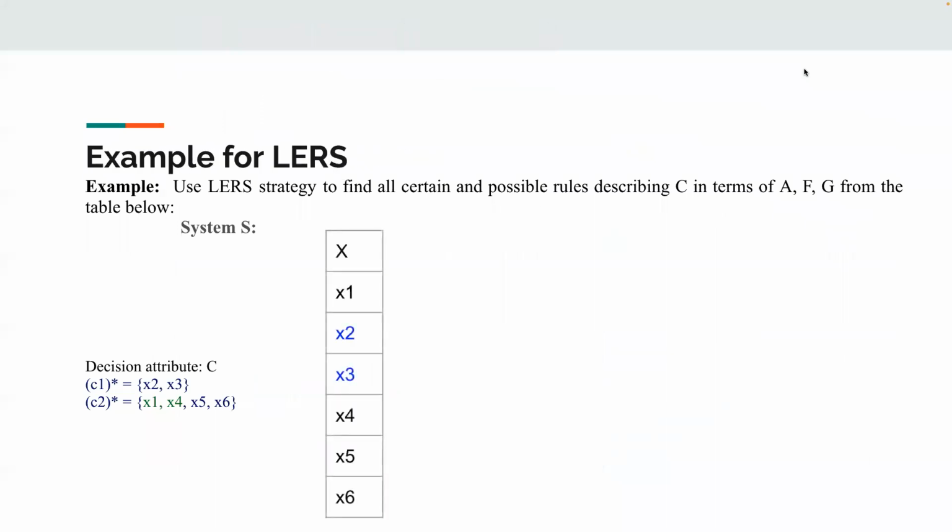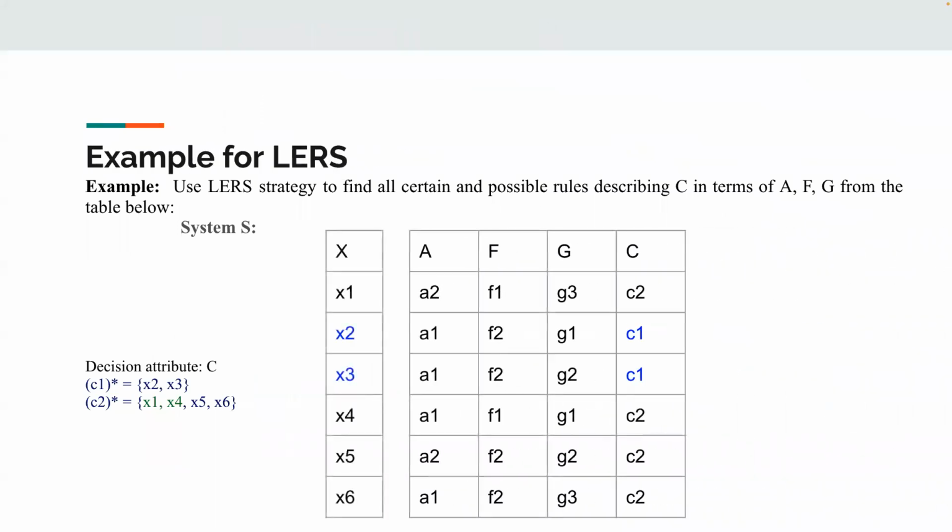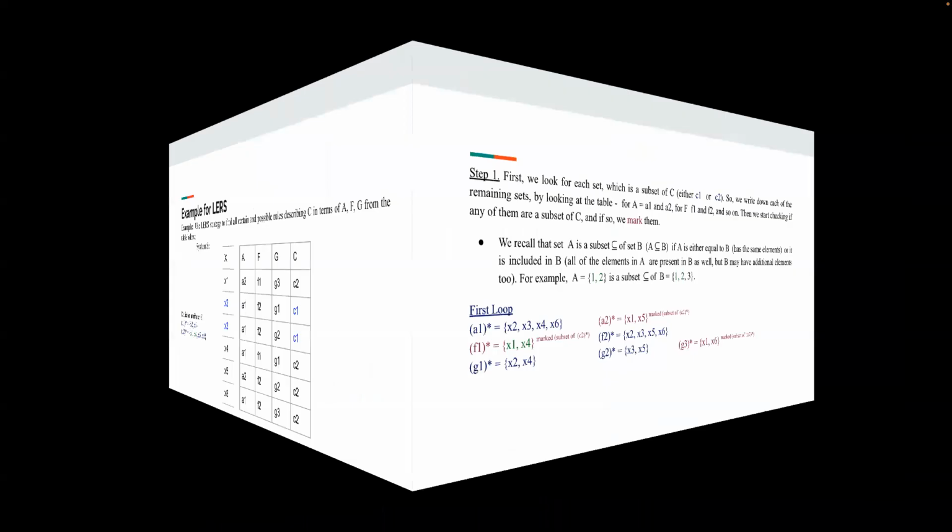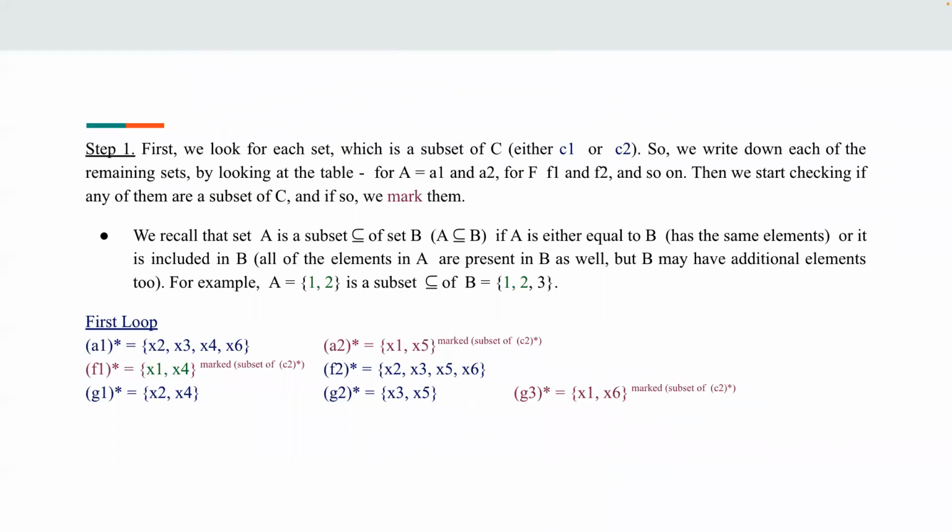Now we are going to see an example for LERS. This is our system S, which consists of terms A, F, and G. The certain and the possible rules are represented by C, and C consists of set X, S1, C1 and C2, which consists of X2, X3, and X1, X4, X5, and X6. Moving on to the next slide, we progress with step one.